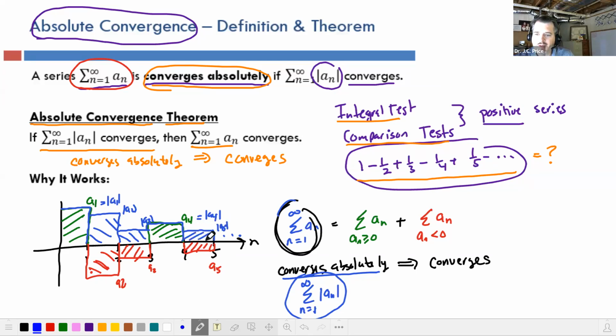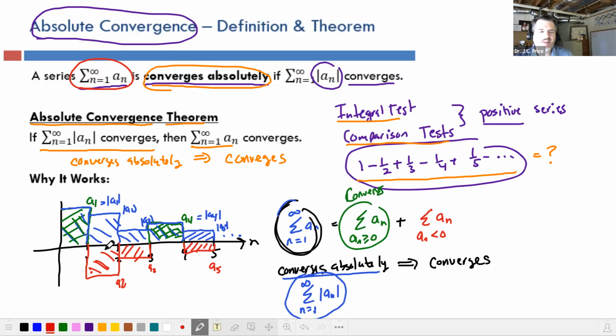And so the claim is that the blue areas, when you add them all up, are going to be finite. That's what it means to converge absolutely. You take the sum of the absolute value of the terms. Well, check it out. Doesn't that mean that the green areas have to be finite too because they lie underneath the blue areas? I say finite meaning converges. That means that converges.